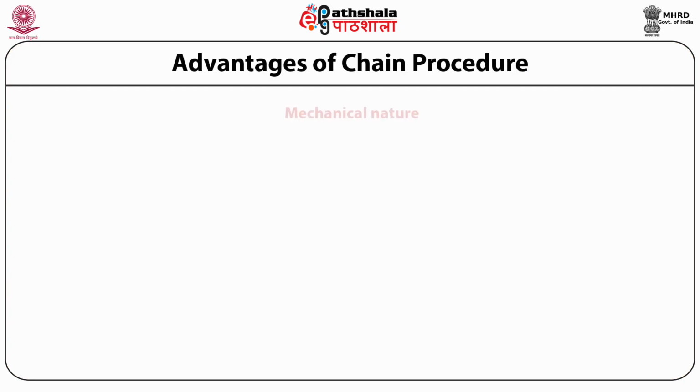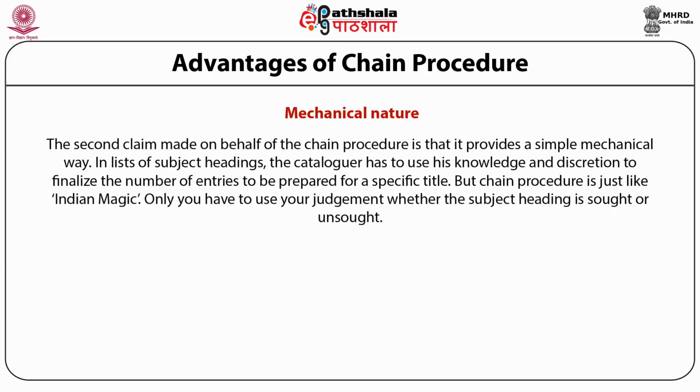Second advantage, mechanical nature. The second claim made on behalf of the chain procedure is that it provides a simple mechanical way. In lists of subject headings, the cataloger has to use his knowledge and discretion to finalize the number of entries to be prepared for a specific title. But chain procedure is just like Indian magic. One reaches the relevant link and the subject heading is ready. Only you have to use your judgment whether the subject heading is sought or unsought.